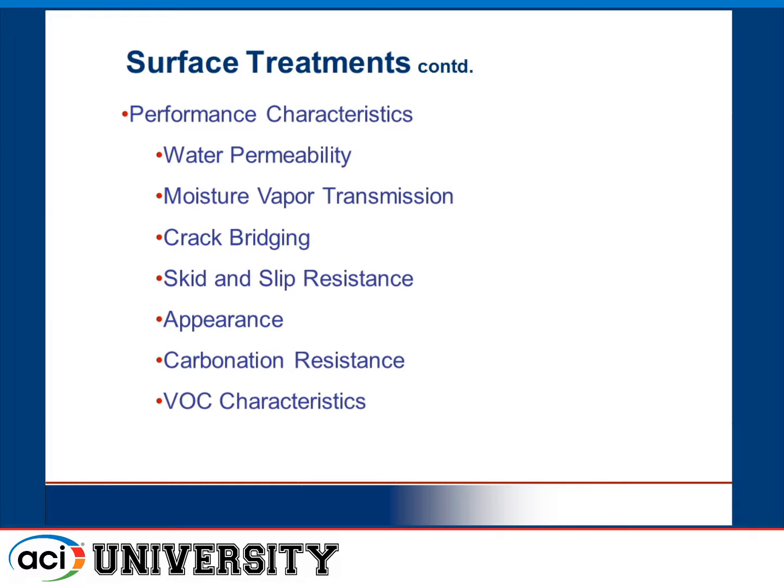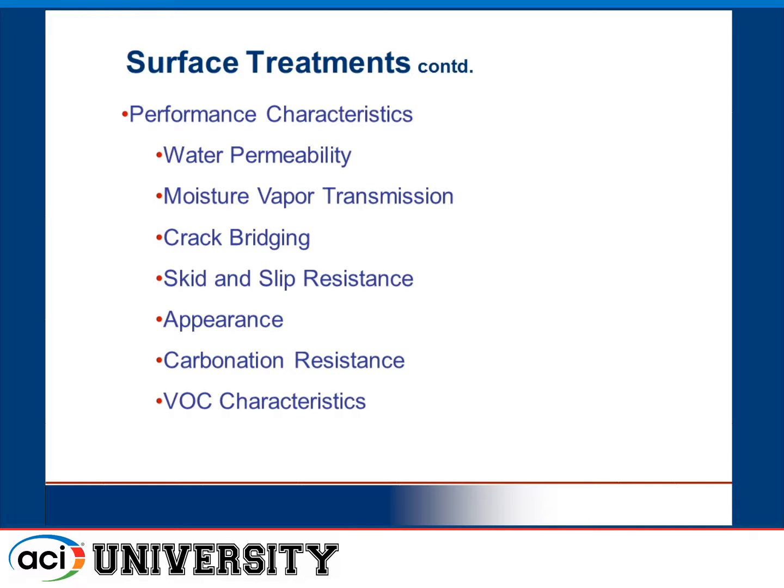Some specific performance characteristics that are addressed in the guide include water permeability. We certainly want surface treatments that are highly resistive to water permeability. Moisture vapor transmission is something that on the face of it you would think you want to have very little of, but in reality, as we will see, it's something that we don't. We actually welcome vapor transmission through some of these coatings, so that they're able to stick to the structure a lot better.